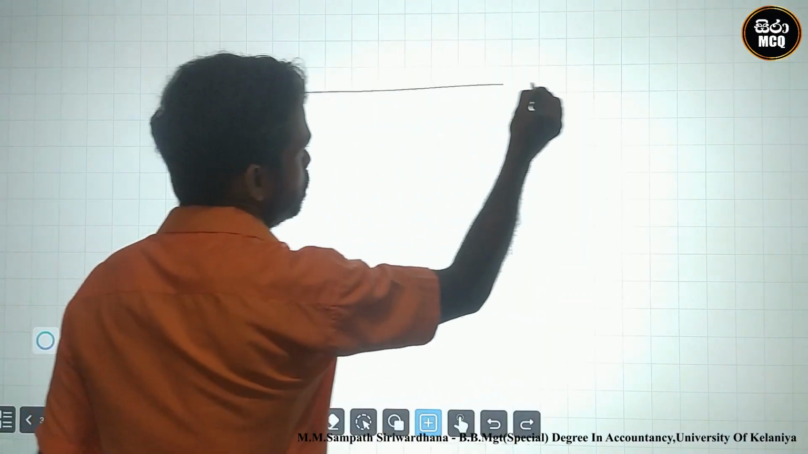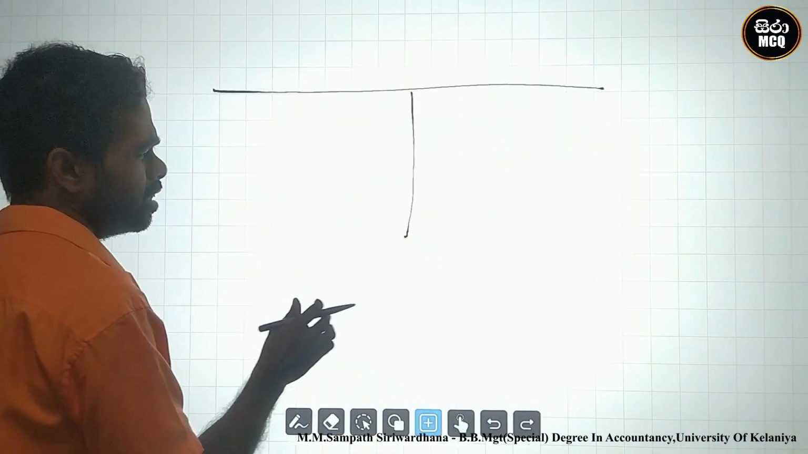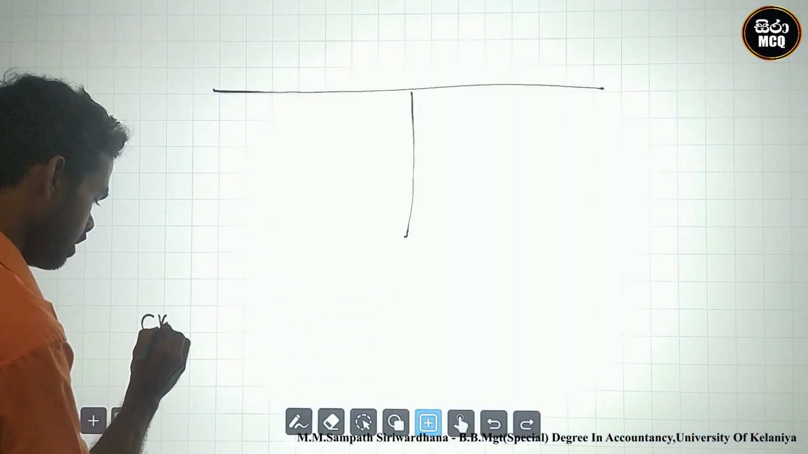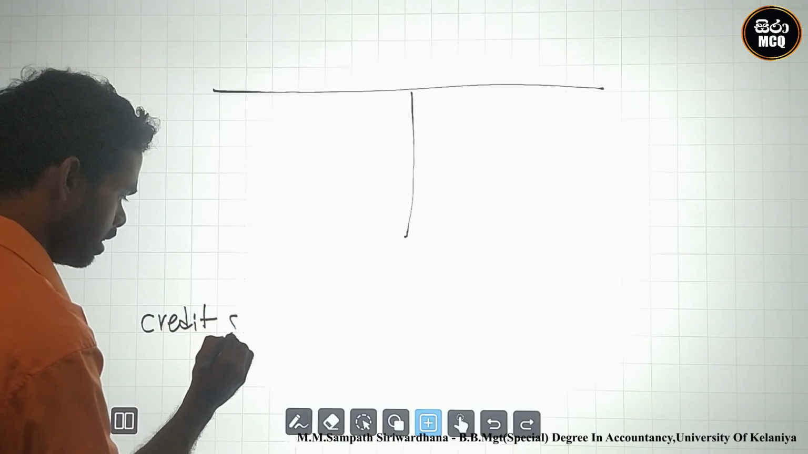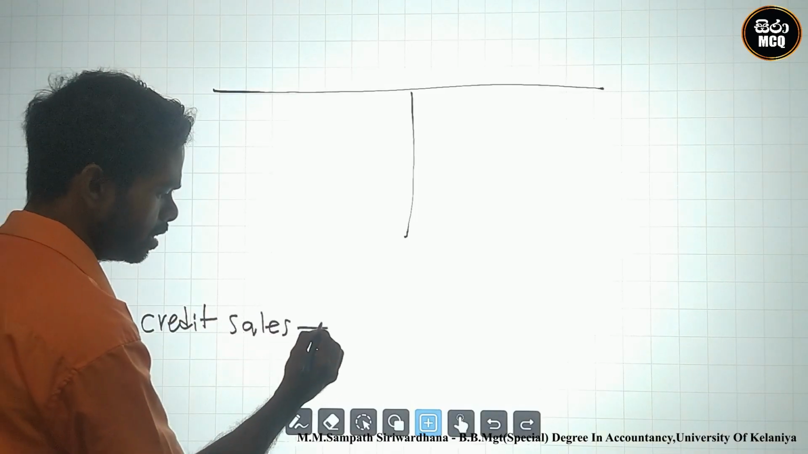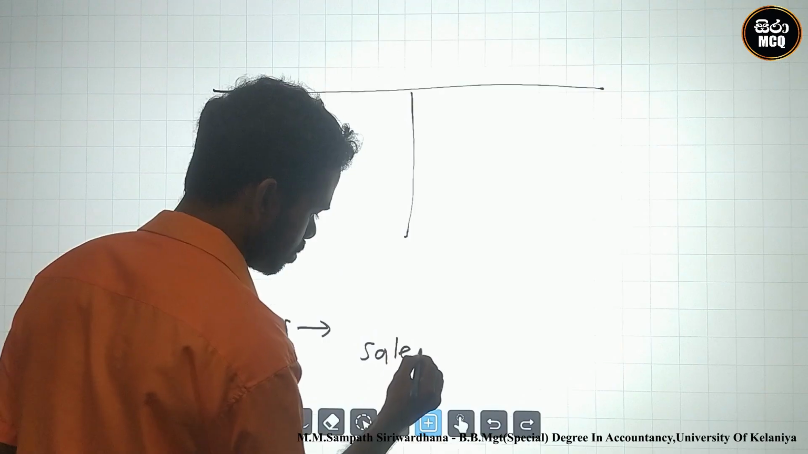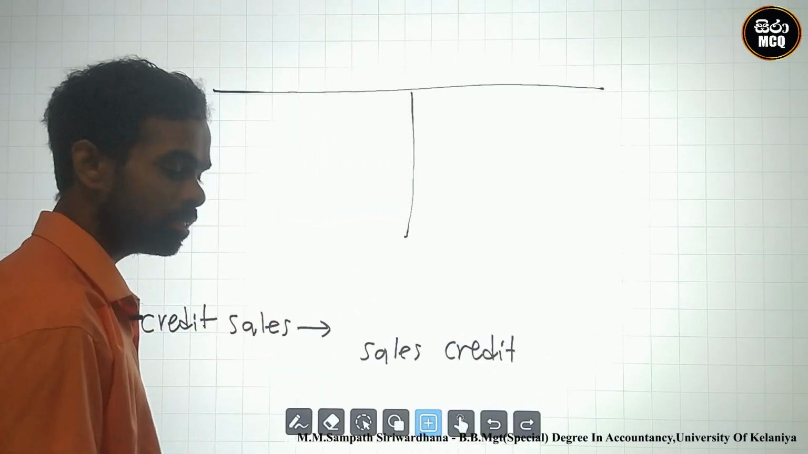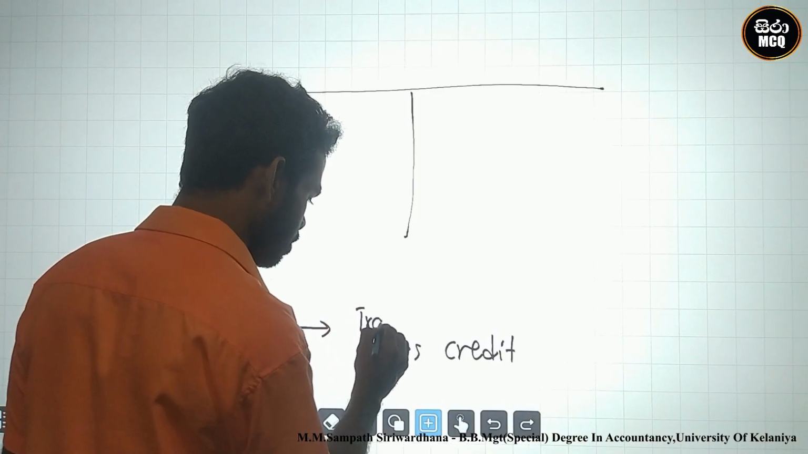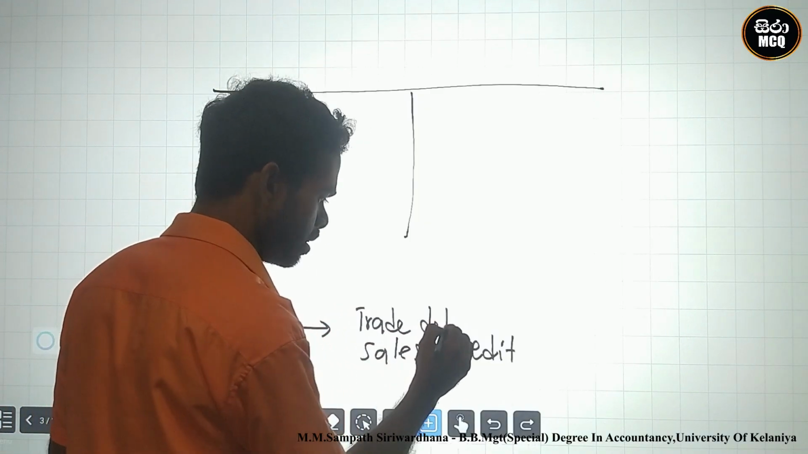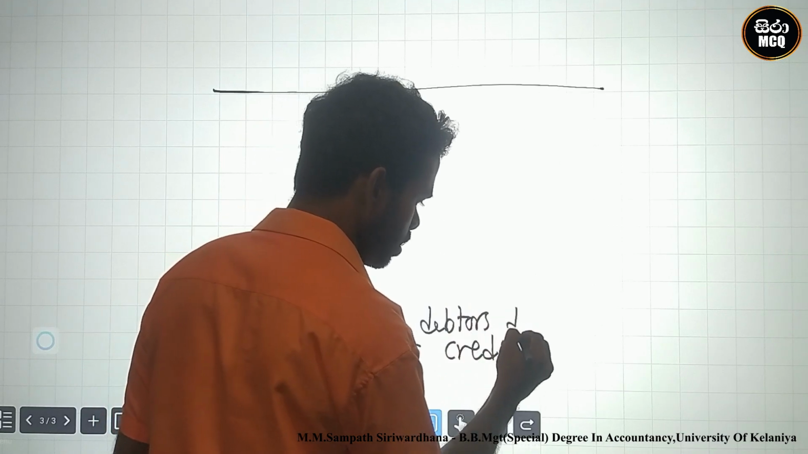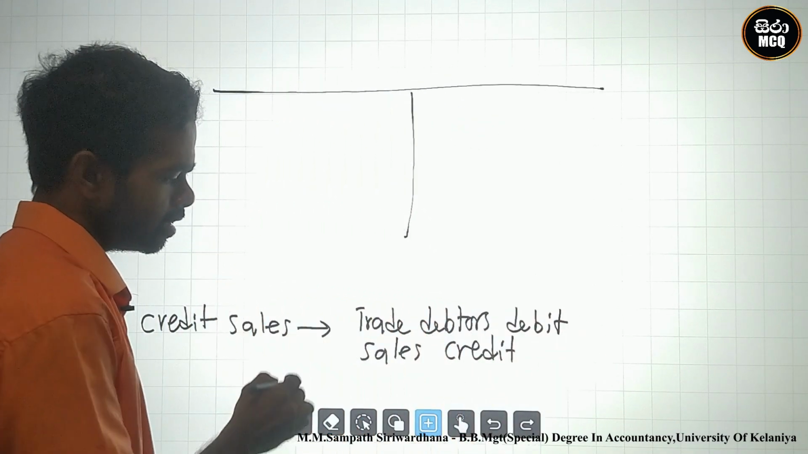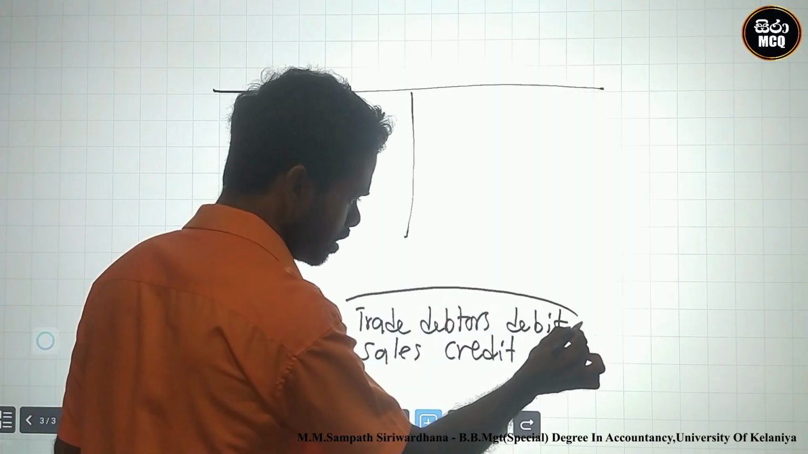Look here. Do you know what the double entry is for credit sales? Credit sales double entry: sales credit. What is the other account? Trade debtor, debit. You can see that the trade debtor was debit.